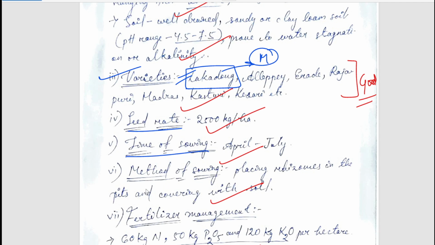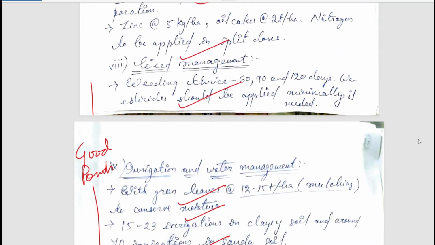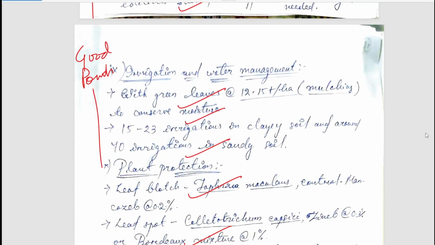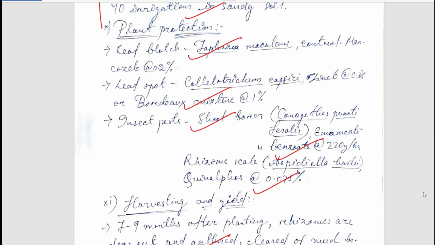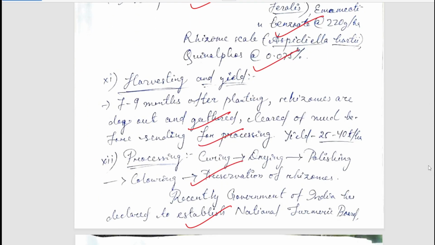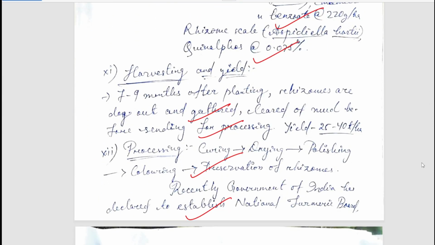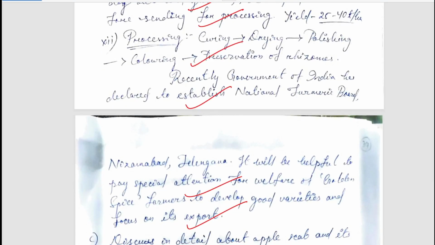Seed rate, time of sowing, method of sowing, fertilizer management. So all these things have been well mentioned. So you can read it if you want to. I think the structure of package of practices of all the crops are more or less same. So if you remember some differentiating parts, you can easily write it. Such as you should know the varieties of all the crops. You should know some plant protection, some diseases of all the crops, and rest of the things.